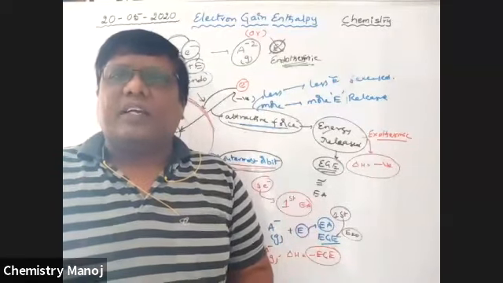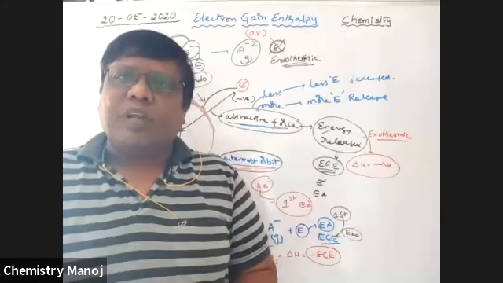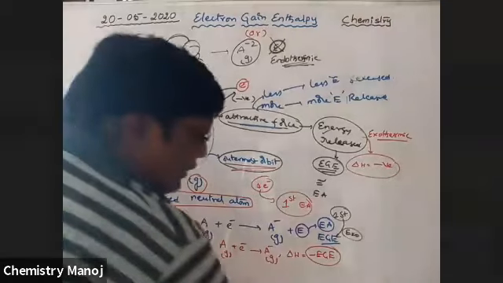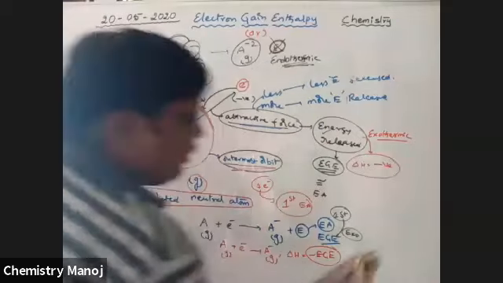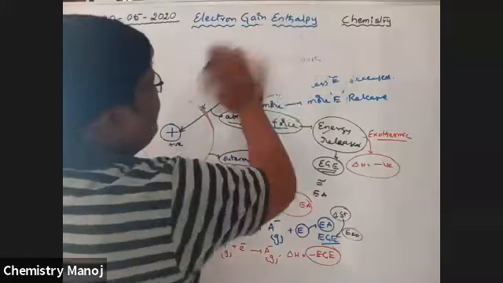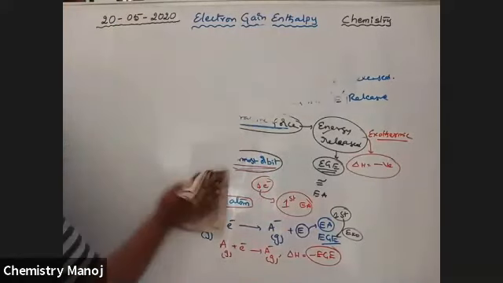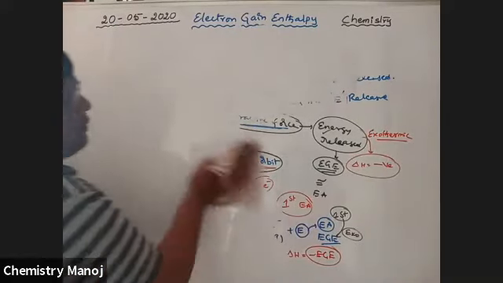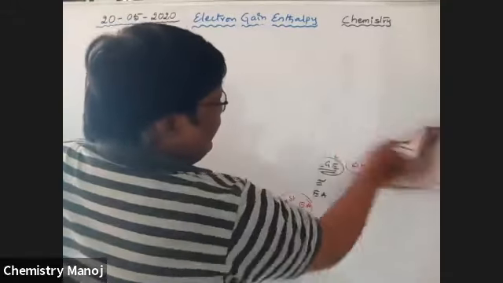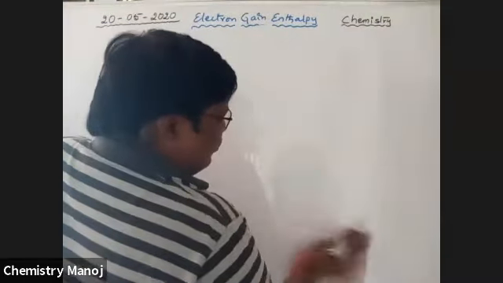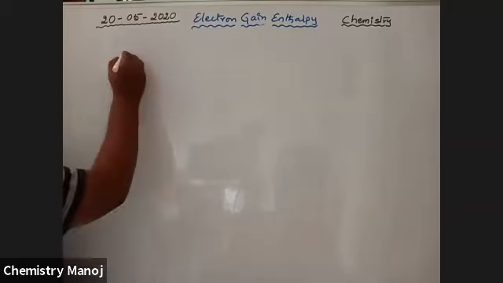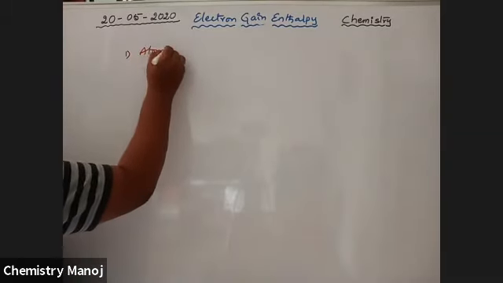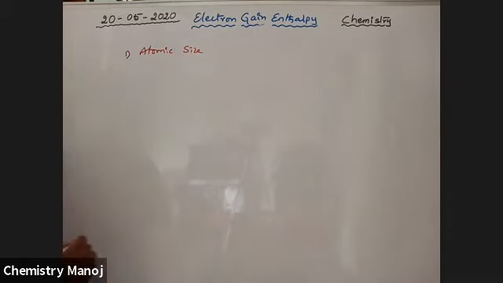Now, what are the factors that influence this electron gain enthalpy? Electron gain enthalpy is influenced by three characteristic properties. The three effects which influence this electron affinity are: first, atomic size. Atomic size is one of the factors which influence electron gain enthalpy.